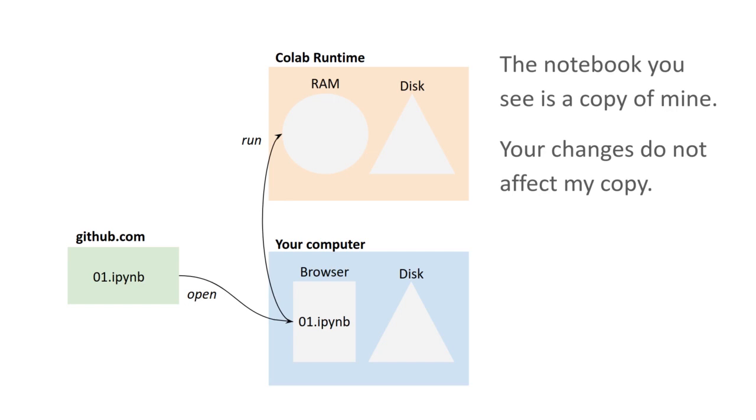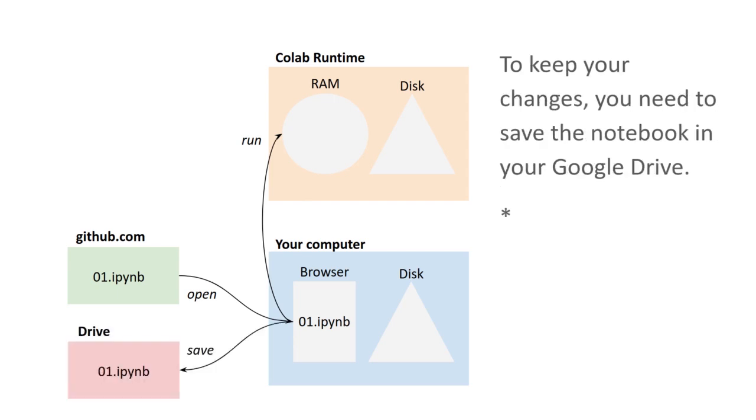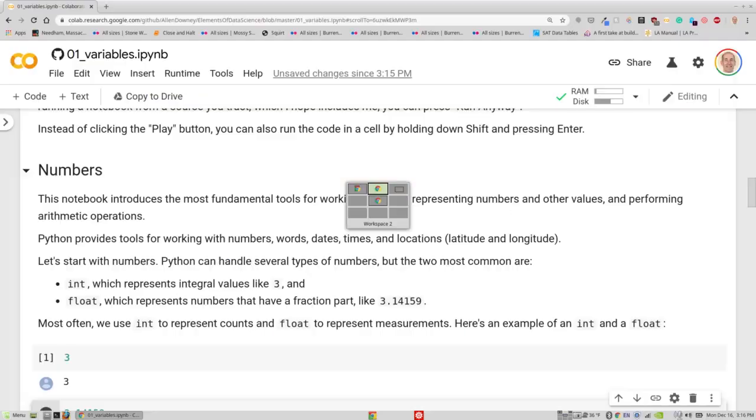Importantly, the notebook that you see is a copy of mine. So anything that you change in your notebook is not going to affect my notebook on GitHub or anybody else. You own it. But that also means that if you make any changes, they're not being saved unless you tell Colab to save your notebook. Let's see what that looks like.